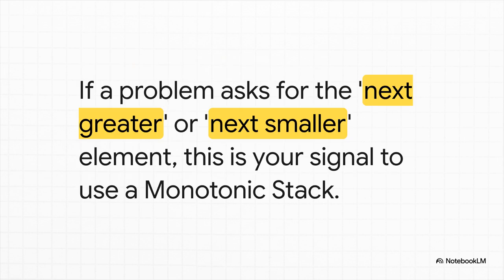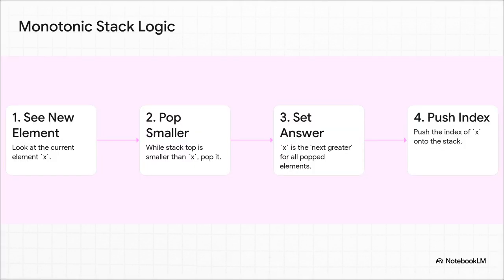Okay, this next one is a huge tip. If you're in an interview and the problem asks you to find the next greater element or the next smaller element for every single item in an array, that is a massive, flashing neon sign telling you to use a monotonic stack. It is the perfect tool for that specific job. Now the logic might sound a little weird at first, but I promise it's really just a simple little dance.